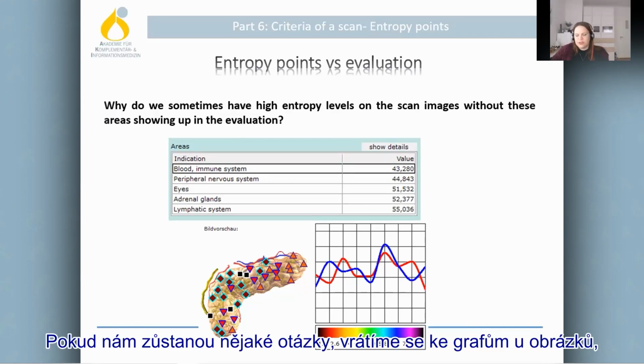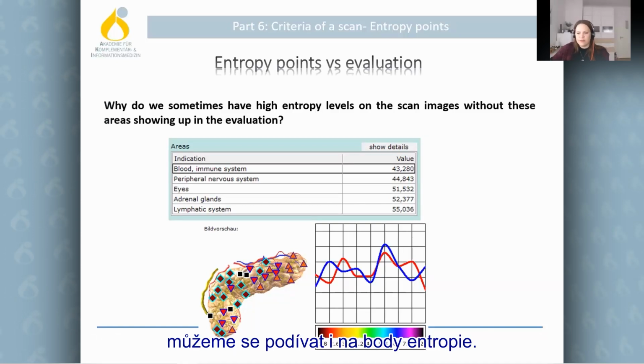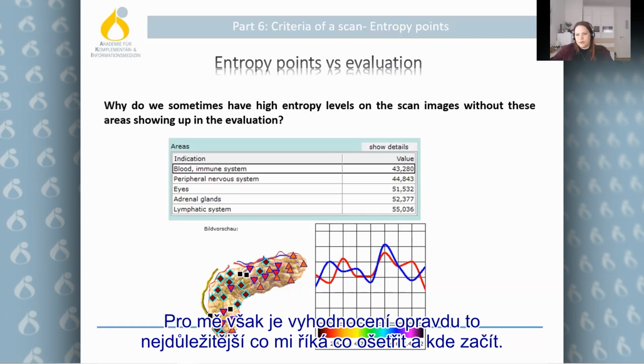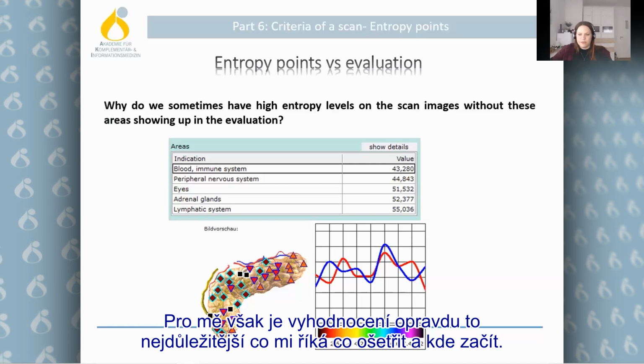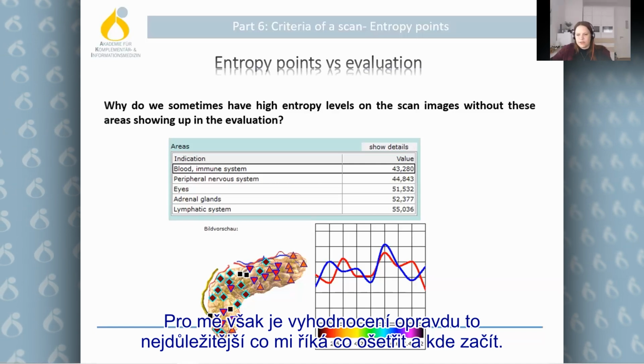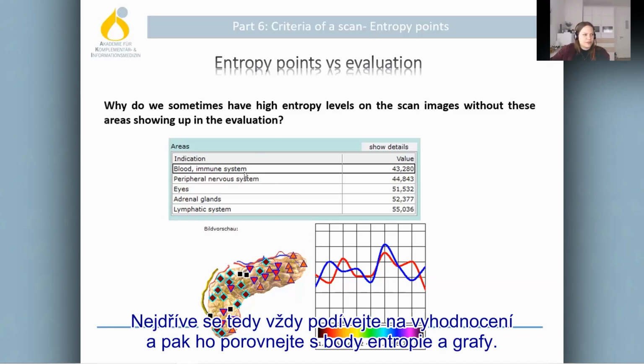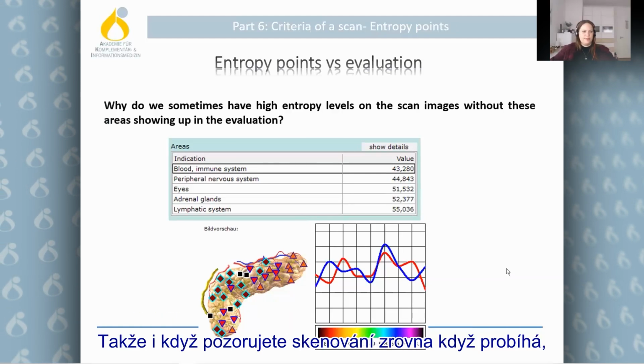When we have questions left, we will go back to the graphs of the pictures. We can have a look at the entropy points, but for me the evaluation is the most important way to get information, how to treat, where to start, where to set the priority. So this is what you should check first. First check the evaluation and then bring this together with these entropy points and the graphs.